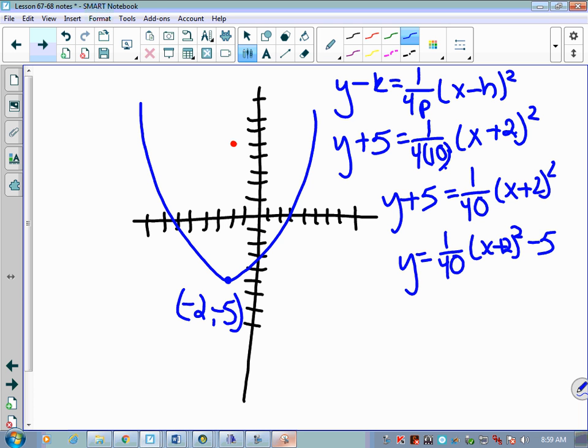All right, where are we at? So that's that. Our directrix is going to be a horizontal line, correct? And it's going to be 10 below? Yeah. So it should be y equals -15, right? And our axis of symmetry should be a vertical line using our x coordinate, correct? x equals -2. Does that help? We know what's going on there.